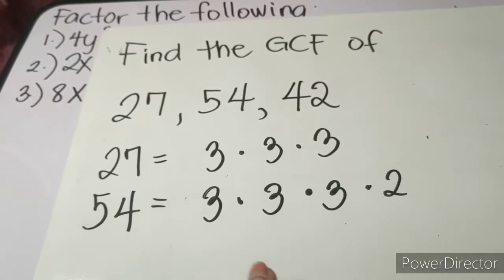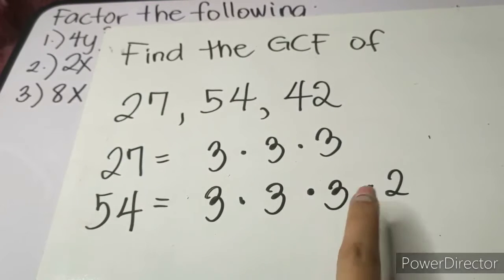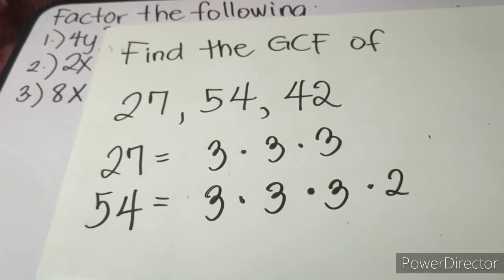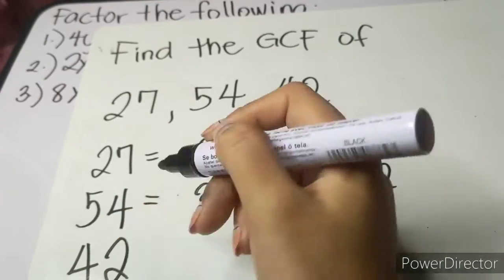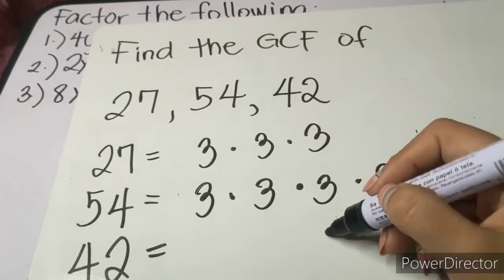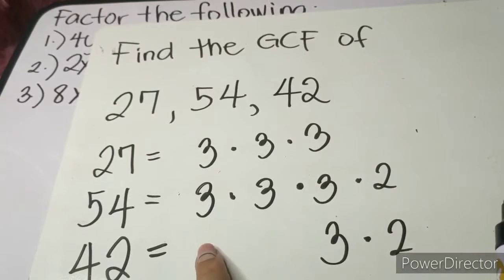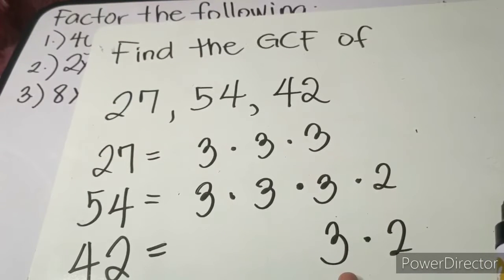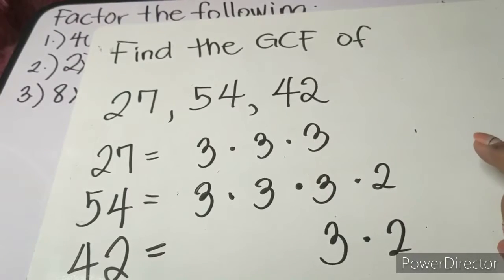As you can see, ina-align ko po yung similar factors, kasi nga, we will be getting the greatest common factor. 42 could be factored as 6 times 7, where 6 could be factored as 3 times 2. Pwede ko din namang isulat yung 3 na to dun sa unahan, pero dito ko na lang inalign since kapareho naman. Meron pa rin naman dun sa taas.